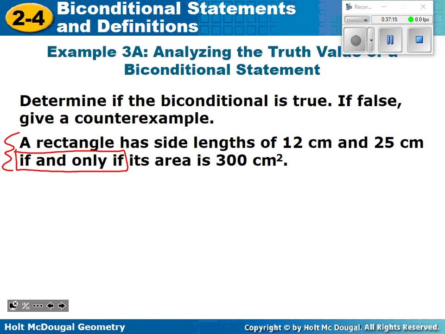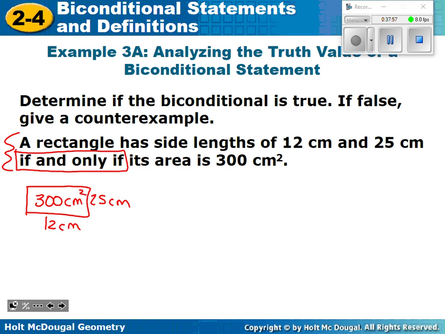So a rectangle has side lengths of 12 and 25 if and only if its area is 300. Is the conditional true? If a rectangle has 12 and 25 side lengths, is the area 300? What's 25 times 12? Think about it in terms of quarters. If you have 12 quarters, it would be 300, right? Because 4 quarters makes a whole dollar, so you would have 1, 2, 3, or 300 since this is not 0.25. So 300 centimeters squared. So is the conditional true?